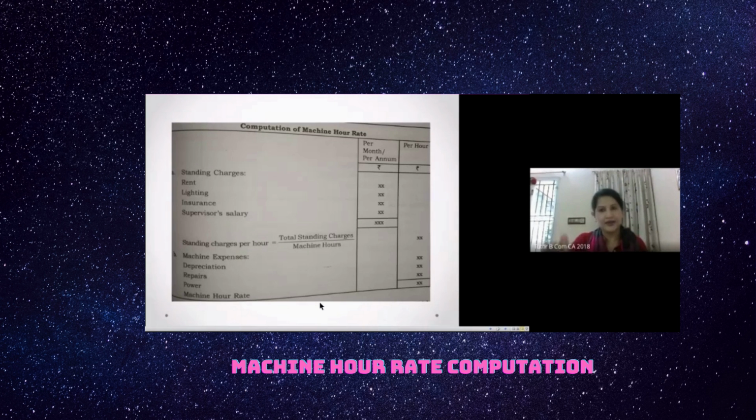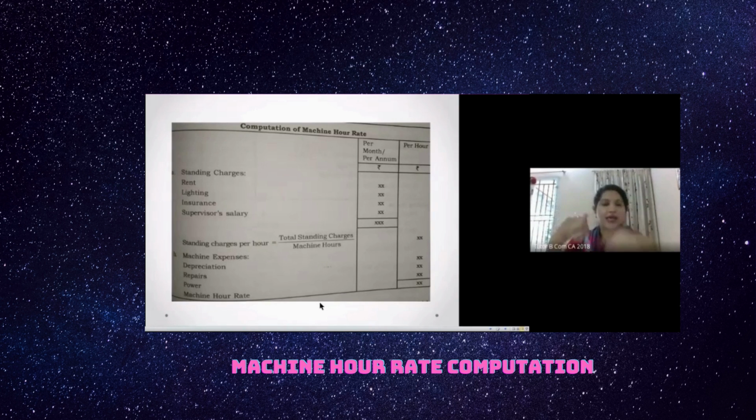And you can see that we go with hourly computation. So standing charges, even though we put them as per annum or per month, later we convert that into per hour, by dividing by the number of hours the machine has worked for that particular department. That will be given in the question.